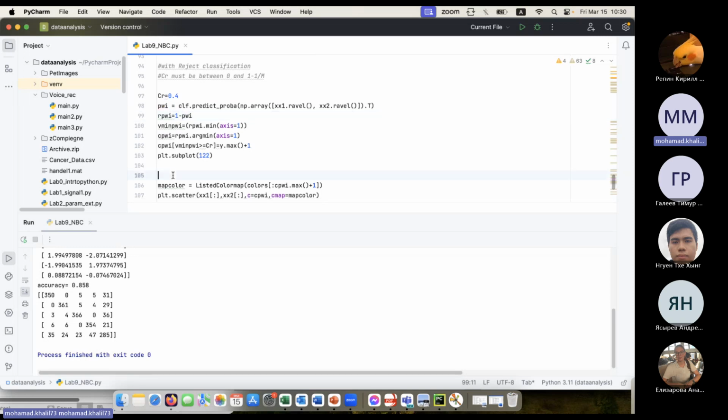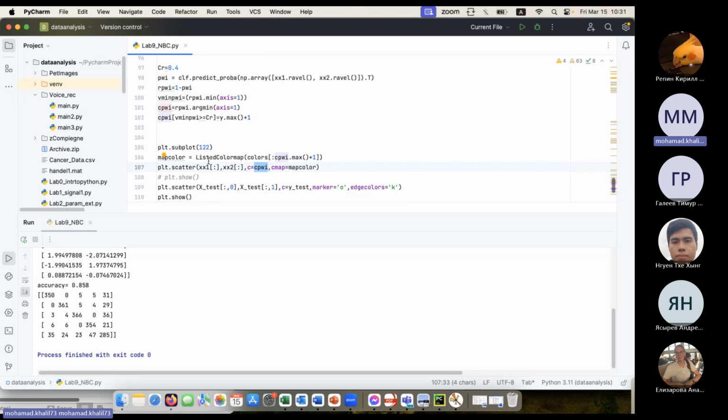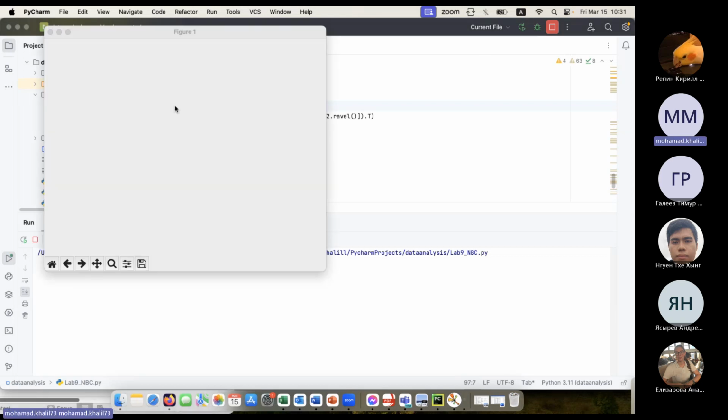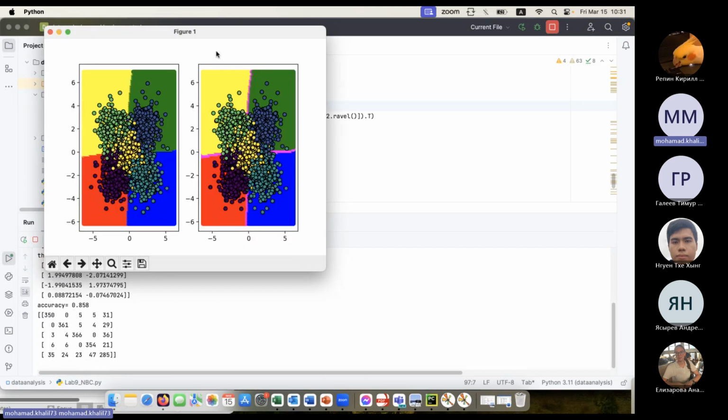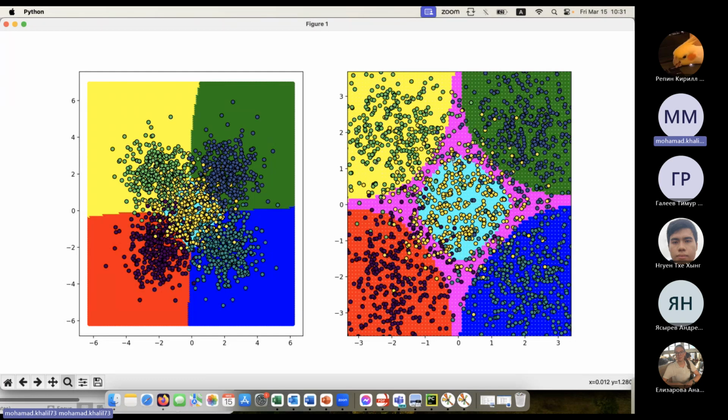And in the second plot, look what you have to do. The same color map will take the number of colors in CPWI, and I plot the data in the color CPWI. So here I will have a new color. Look, for CR equals 0.4, here is I don't know. Look at the class I don't know: red, green, blue, yellow, cyan. Cyan is the I don't know. You see, all this data are I don't know.